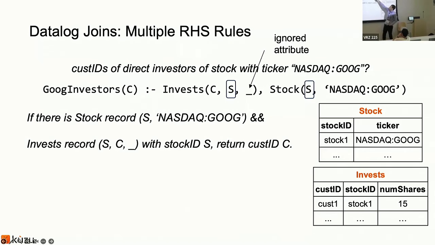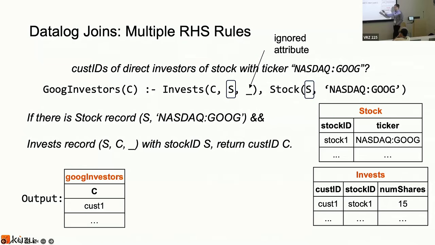Just a note: if you want to ignore certain attributes in these relations that you're querying, you just put an underscore. It means that's not important for my query. It's kind of like the way you would do projection in these records that you're joining. Right, so the output of this would be maybe customer one and a bunch of other things, because customer one invests in stock one, and stock one, so that's an equality of the S, has a ticker NASDAQ. So that's how you perform joins, okay? With if-then rules.